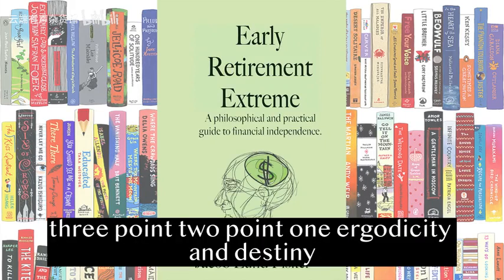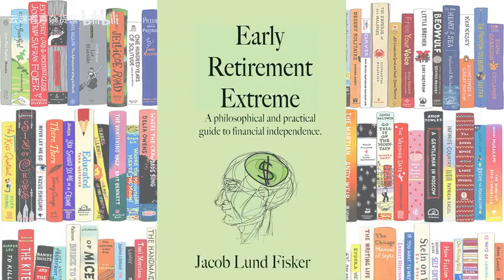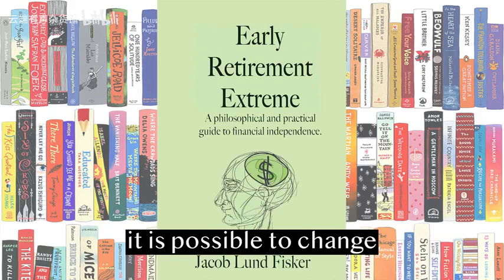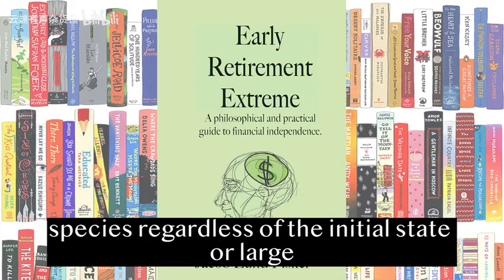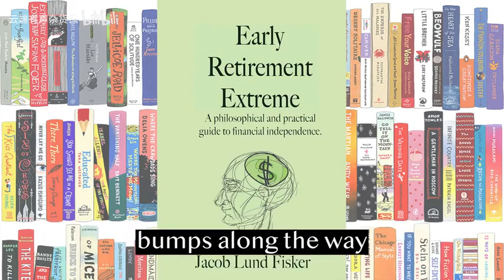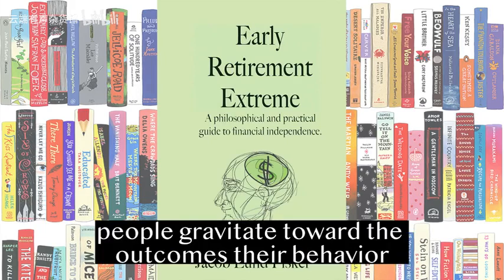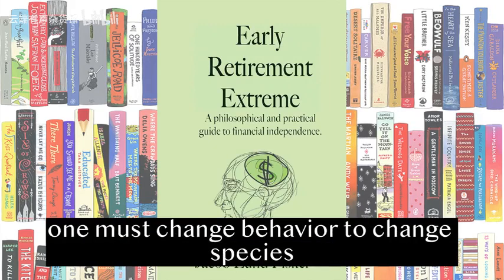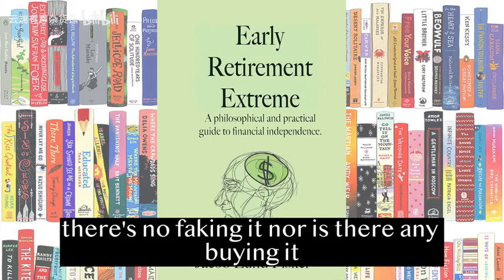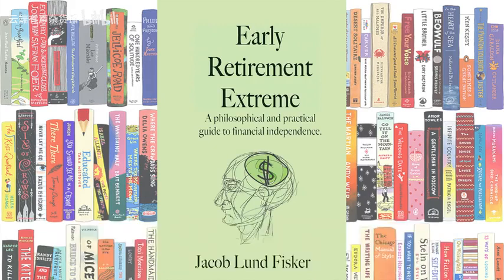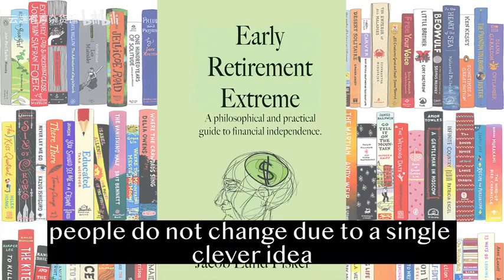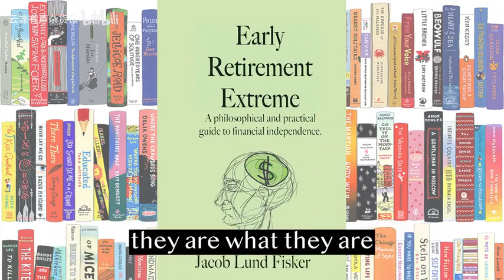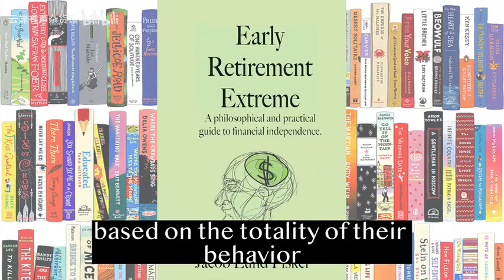3.2.1 Ergodicity and Destiny. It is possible to change species. Regardless of the initial state or large bumps along the way, people gravitate toward the outcomes their behavior induces. As species have different types of behavior, one must change behavior to change species. There's no faking it, nor is there any buying it. People do not change due to a single clever idea. They are what they are based on the totality of their behavior.